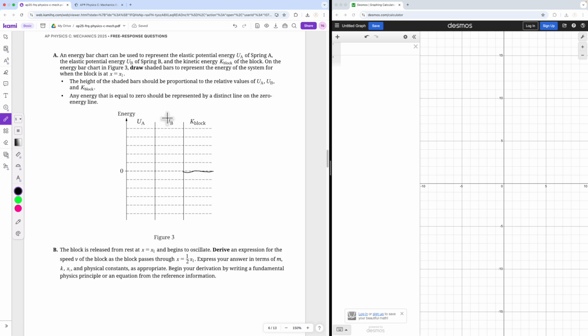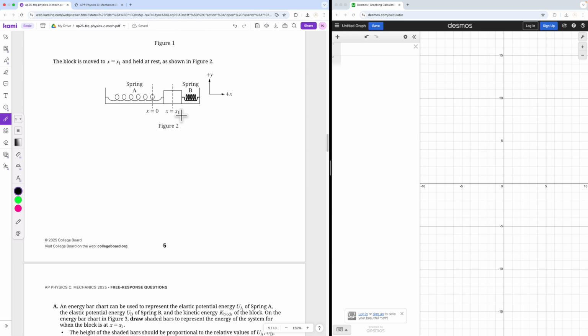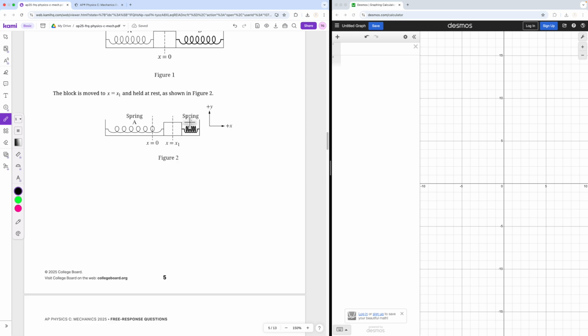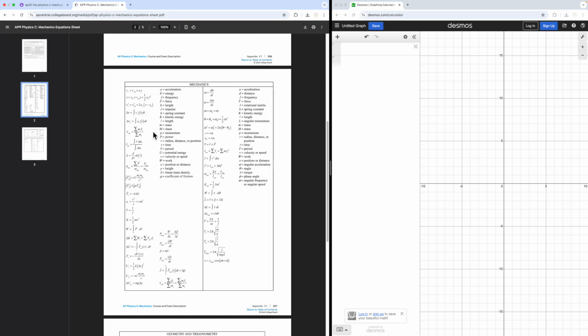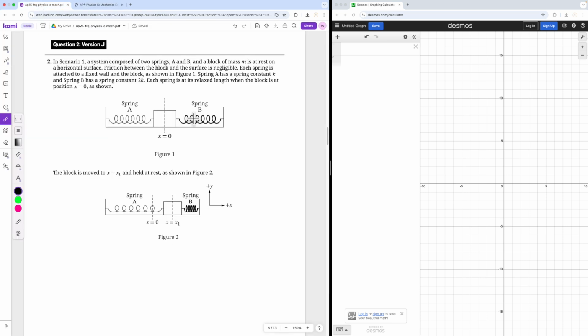But next is UA and UB. So when we have UA and UB, we need to think about what we have. Remember, spring B has twice the spring constant of spring A. And if we look at our equation sheet over here, we can find the energy for a spring, and that's over here, 1 over 2 kx squared. The k isn't being squared or anything, so if I increase my value of k by 5 times, the energy is 5 times greater. And in this scenario, both of them are being compressed by the same x.